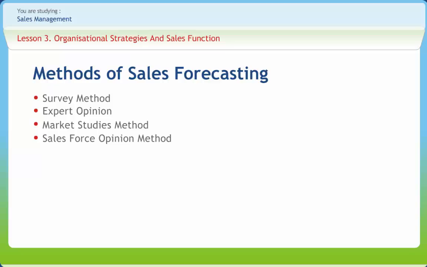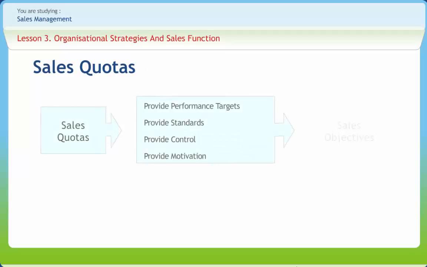Many an organization also use statistical techniques like the trend method or time series method for sales forecasting. Statistical methods are considered to be superior techniques of sales forecasting because their reliability is higher than that of any other technique. Sales quota can be defined as the minimum sales volume goal established by the seller.